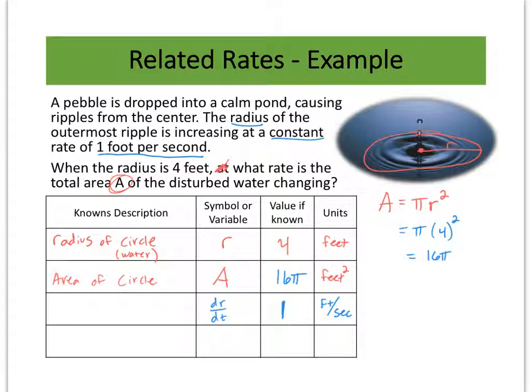And so we'll give a descriptor to this: the rate of change over time for the outermost ripple.